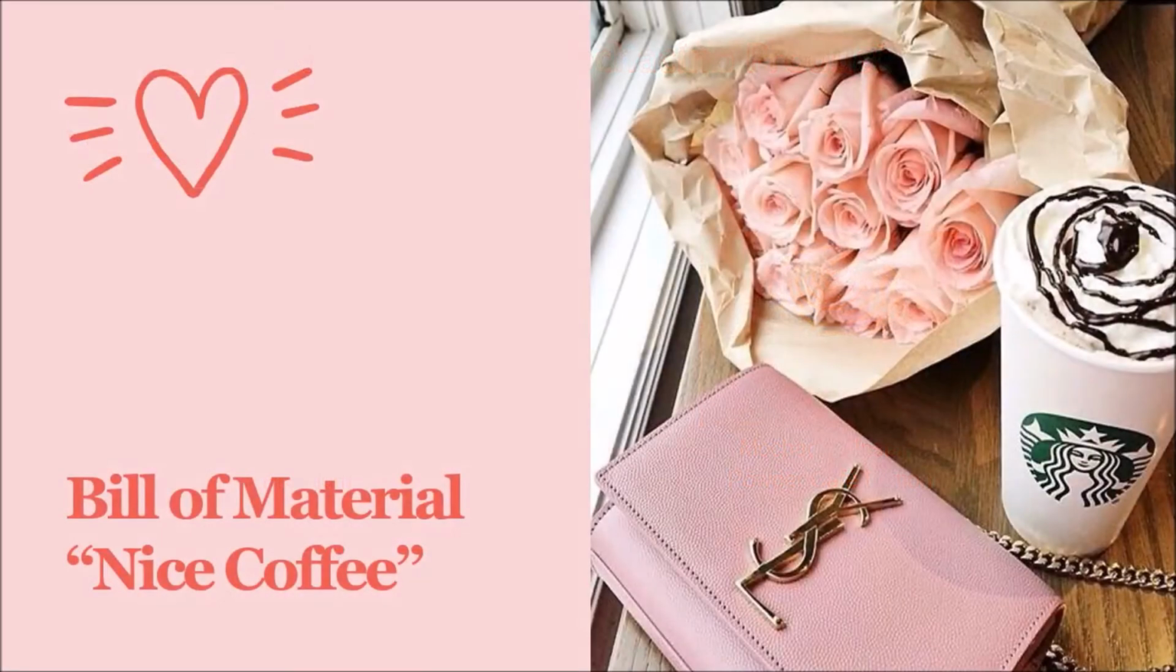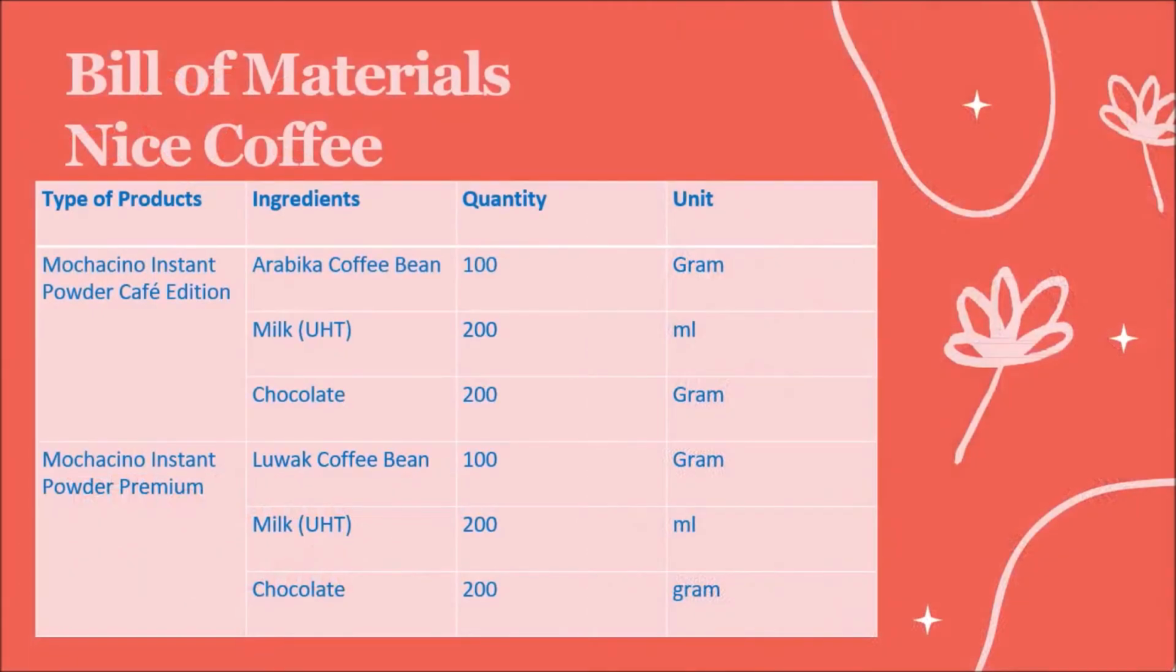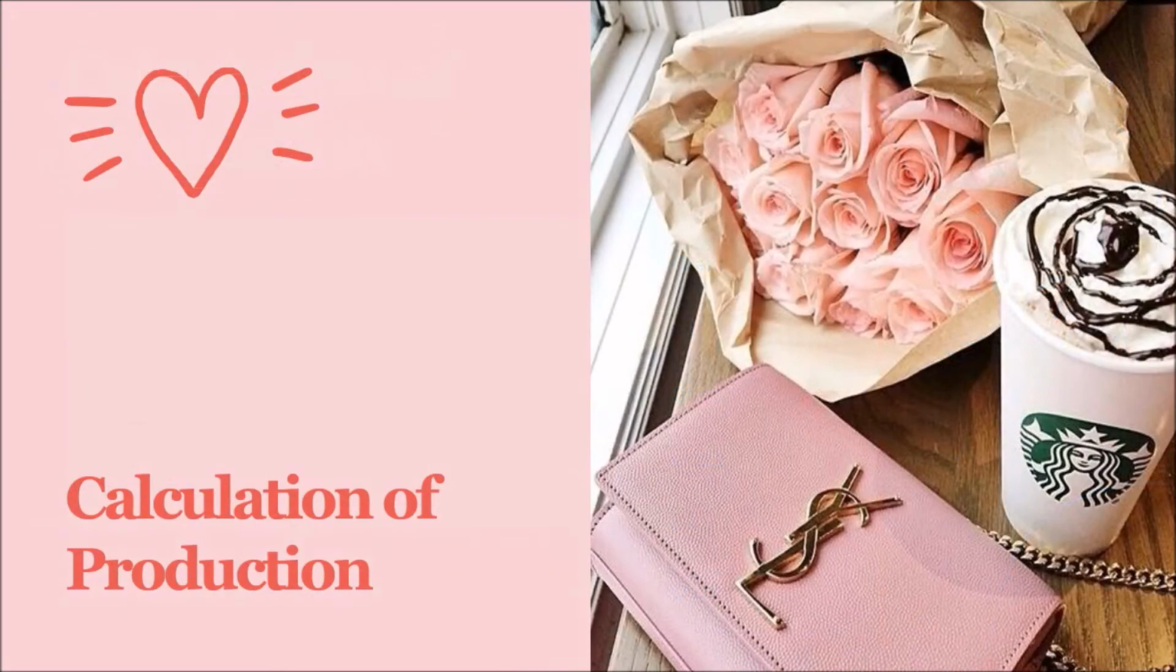And then this is the bill of material. In this case, we use only the Mochaccino cafe edition, and we only concern ourselves with the red deluxe bite. The ingredients are Arabica coffee bean, 100 gram, and the milk is ultra high temperature, 200 milliliter, and chocolate is 200 gram. And this is the calculation of production.